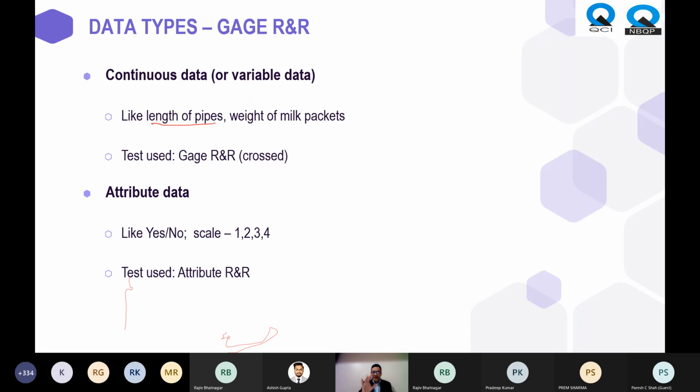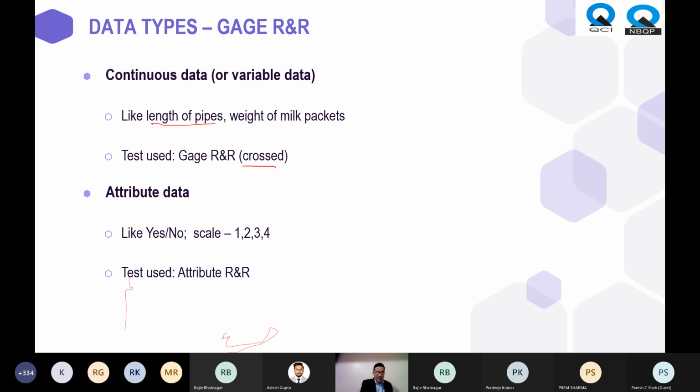Second is weight of milk packet. If I measure a milk packet, there will be some variation in the weight. So again, that is part of my continuous data, variable data. So we use gauge R&R crossed in this.